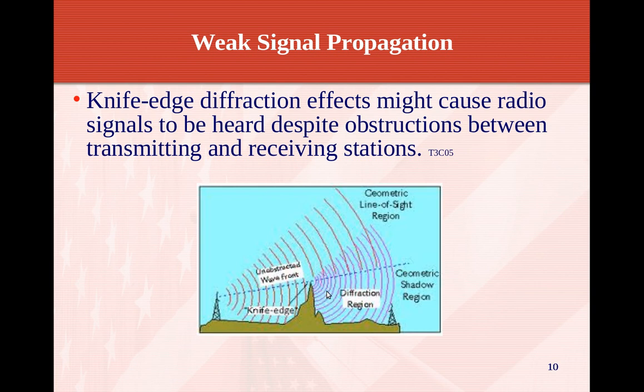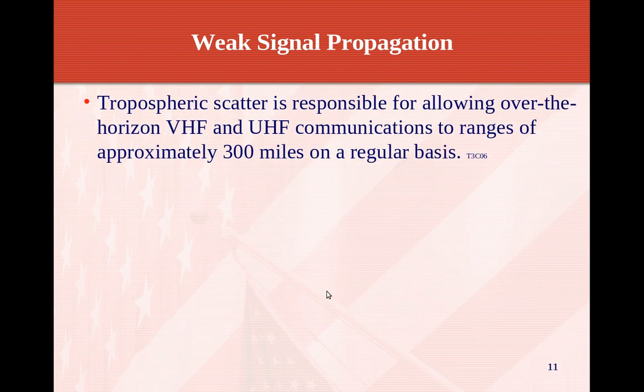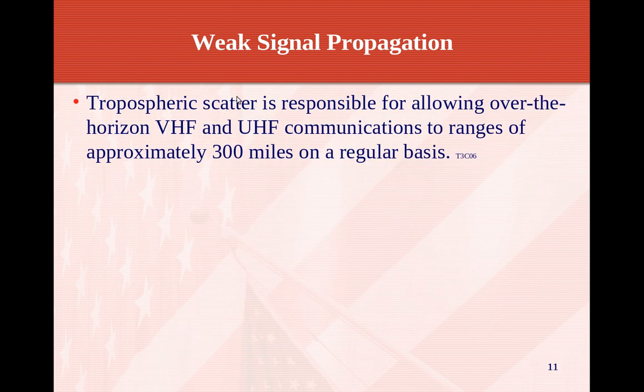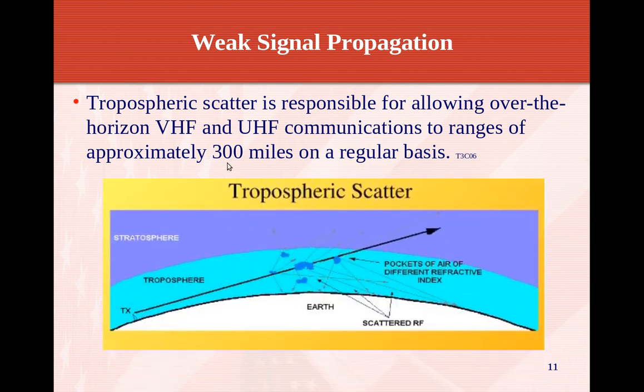Tropospheric scatter is responsible for allowing over-the-horizon VHF and UHF communications to ranges of approximately 300 miles on a regular basis. This happens a lot, actually. I'm in Massachusetts. I've contacted all the way down to New Jersey and all the way up to New Hampshire using tropospheric scatter. You have pockets of air with different refraction indexes, and it tends to scatter.